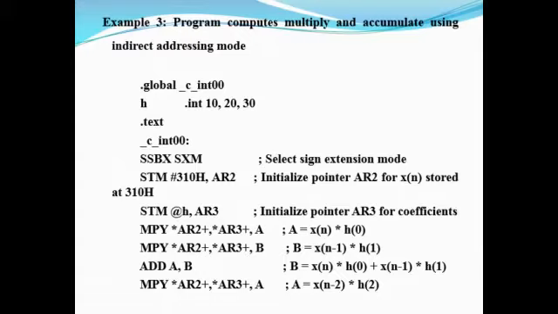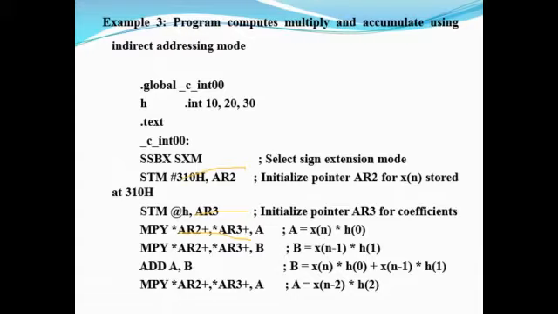In this indirect addressing mode, we are going to make use of an auxiliary register instead of directly pointing from X to a register, or Y to any register, or H to any register. So here we are going to use it as an auxiliary register. We can observe here that 310H is stored to AR2. It means that we are initializing a pointer AR2 for the x of n which is stored at 310H.